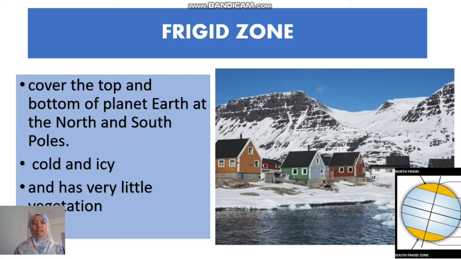The last type of climate zone is the Frigid Zone. We can find the Frigid Zone at the top and bottom of the Earth, which is at the North Pole and also the South Pole. This zone is a cold and icy zone. It has very little vegetation because of the climate.